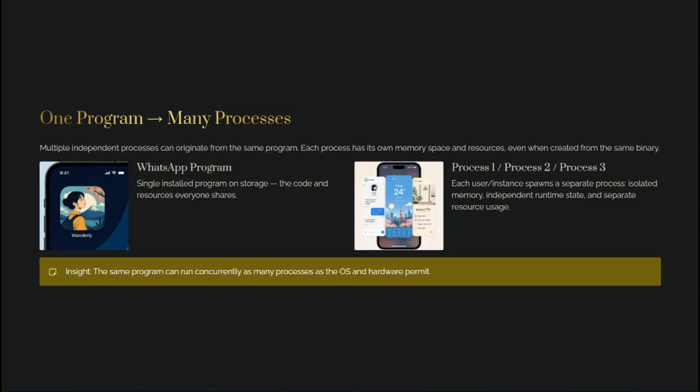and its own resources. So the big point here: the same program can run as many processes at the same time, as long as the OS and hardware allow it. One recipe, but three chefs cooking it in three different kitchens at the same time.